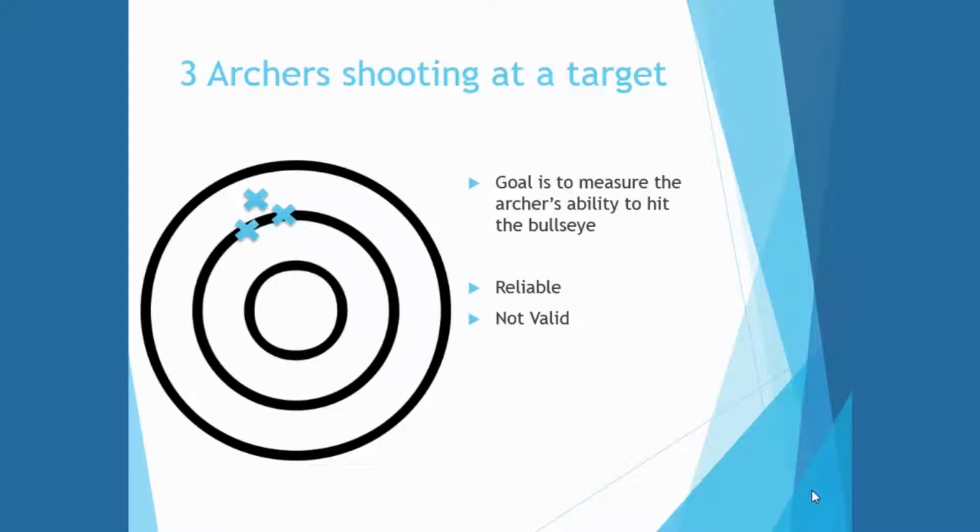Three of these shots are all clustered around each other. Visually, you could say that that's very reliable. Now, this semester, we're going to learn how to statistically confirm what your eyes are telling you. So right now, we look at that, and visually, we say that's very reliable.